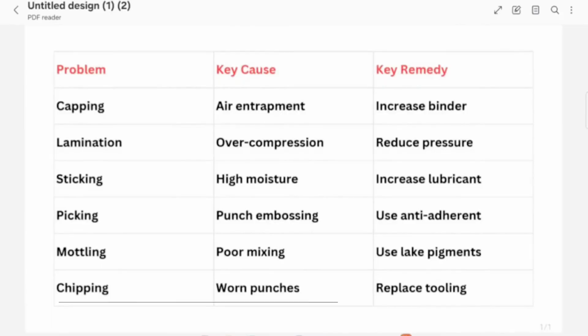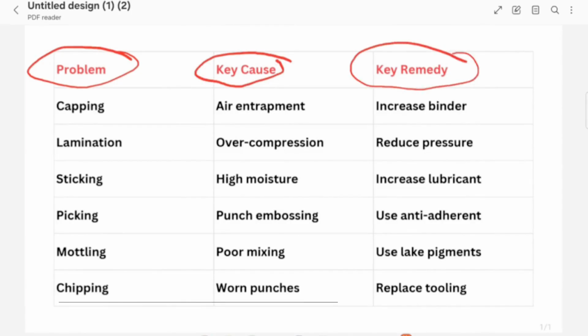Here is the summarized table of the total video content. Here we can see the columns. The first one is the problem, then the exact cause for that problem, and then the remedy for that problem. The first problem is capping. The reason is air entrapment, and the solution is increasing the binding agent. We can overcome this problem that way.